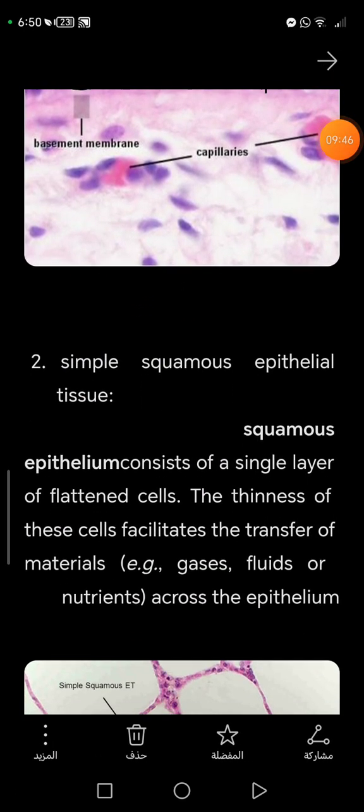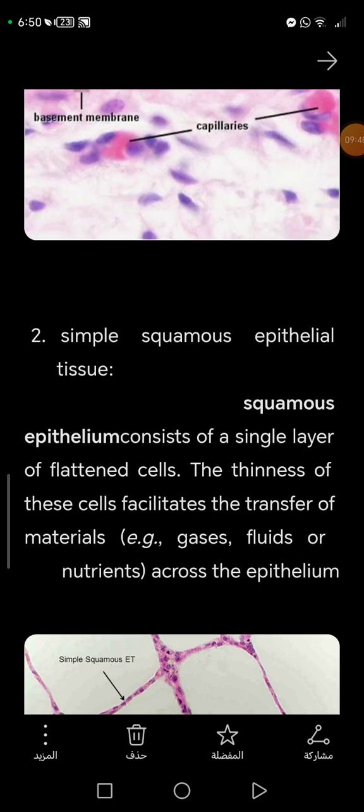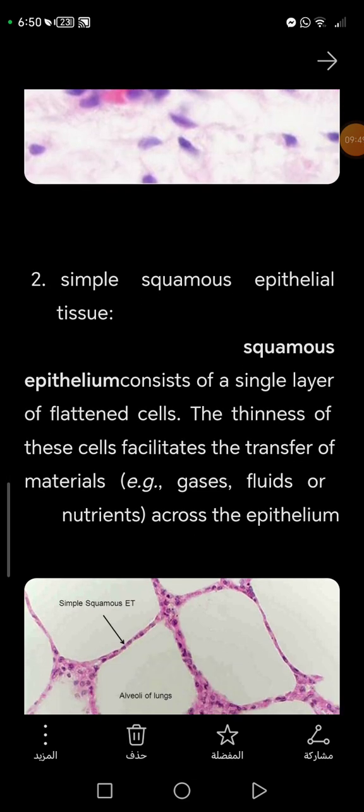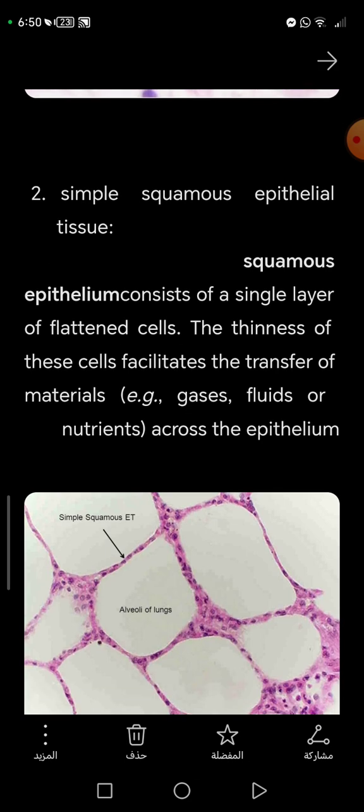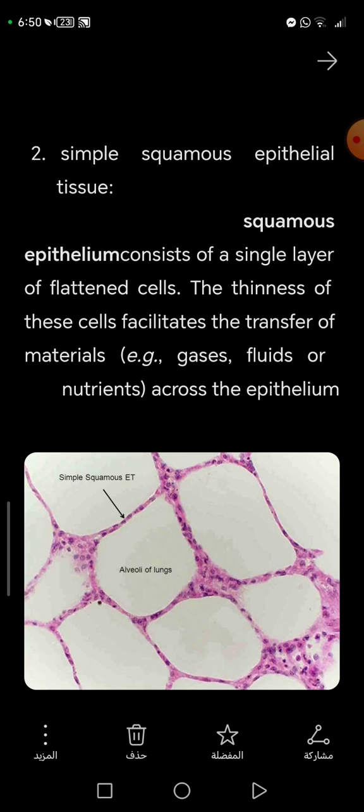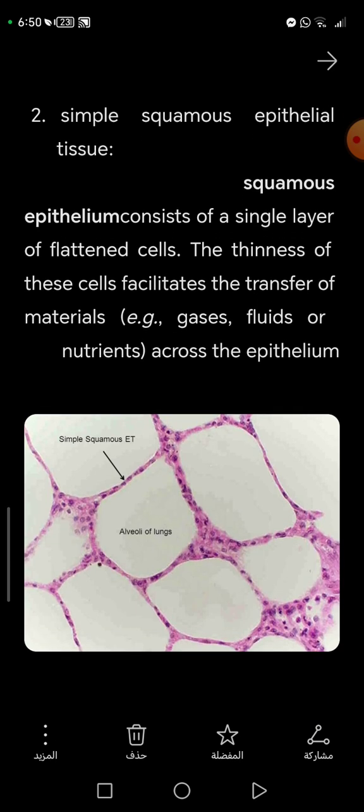Second type, we will come to simple squamous epithelial tissue. As I said, simple means it's one layer. Squamous epithelium consists of a single layer of flattened cells. They are flattened. The thinnest of these cells facilitates the transfer of materials, for example gases, fluids, or nutrients.